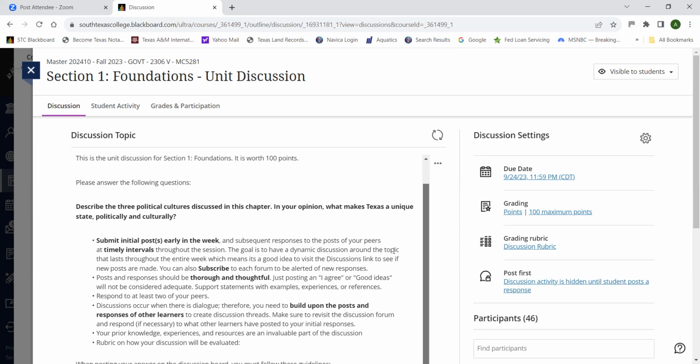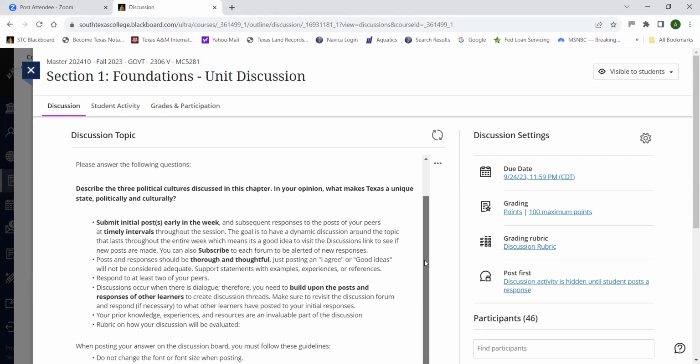So let's read through this a bit here. Submit your initial post early in the week and subsequent responses to the posts of your peers at timely intervals throughout the session. The goal is to have a dynamic discussion around the topic that lasts through the entire week, which means it's a good idea to visit the discussions link to see if new posts are made, right? So this is supposed to simulate a discussion, right?